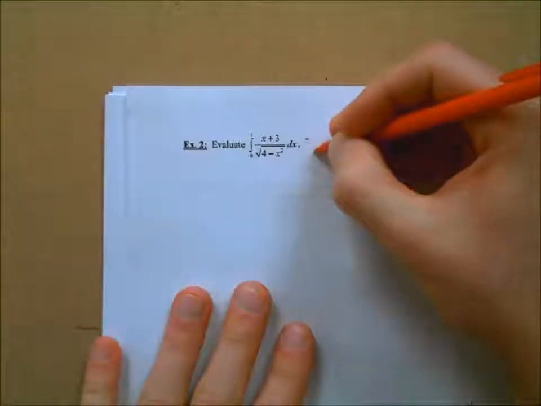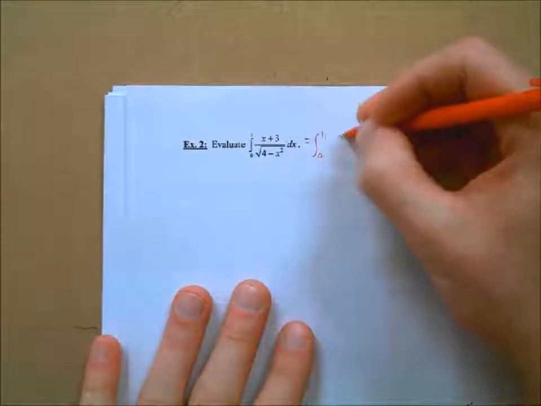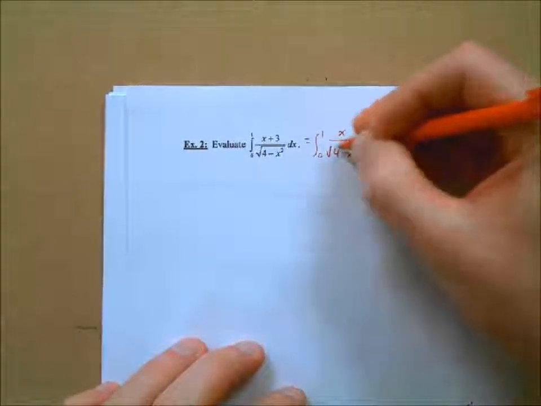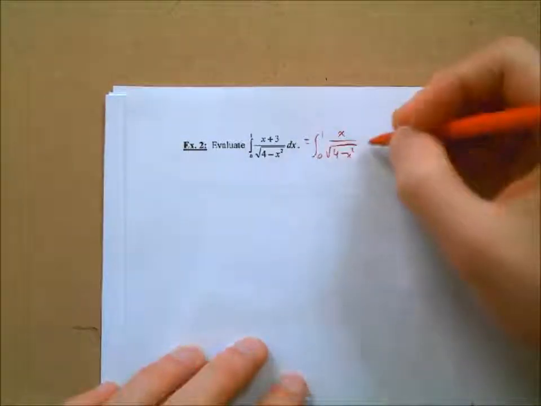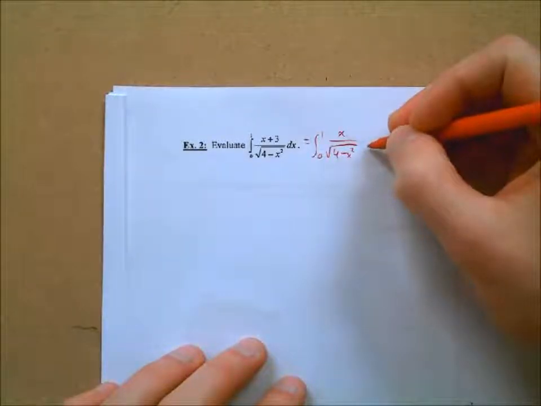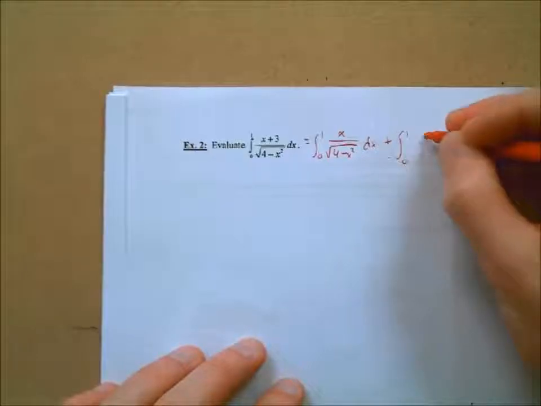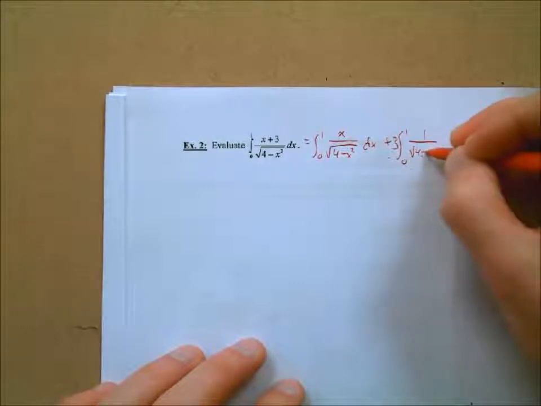So for situations like this, we want to evaluate a definite integral from 0 to 1 of x plus 3 over the quantity 4 minus x squared. I'll go ahead and break this up, making the numerator break up over the denominator. So we'll make it the integral from 0 to 1 of x over 4 minus x squared dx, plus the integral from 0 to 1 of 3, and I'm going to pull that 3 out front if you'll permit me, times 1 over the square root of 4 minus x squared dx.